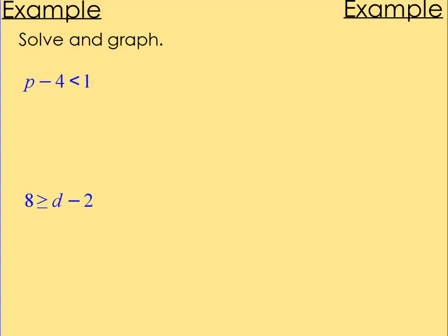Let's try some examples. So pause the video. Okay, let's solve these and graph them. So p minus 4 is less than 1. I have a minus 4 next to the p, so I have to do the opposite of that, which is add 4 to both sides. When you add 4, those will cancel out. I get p is less than 5.